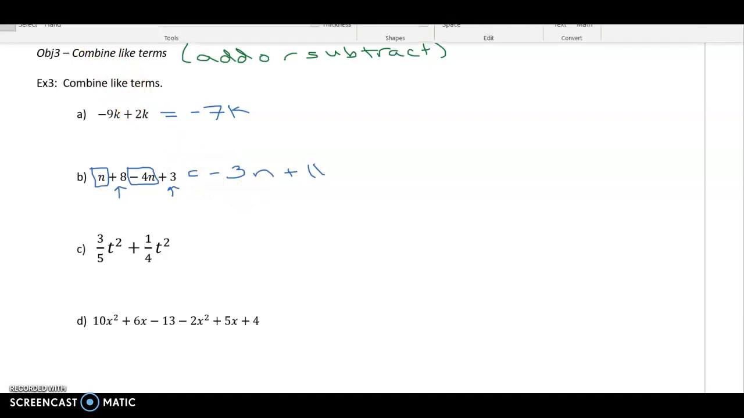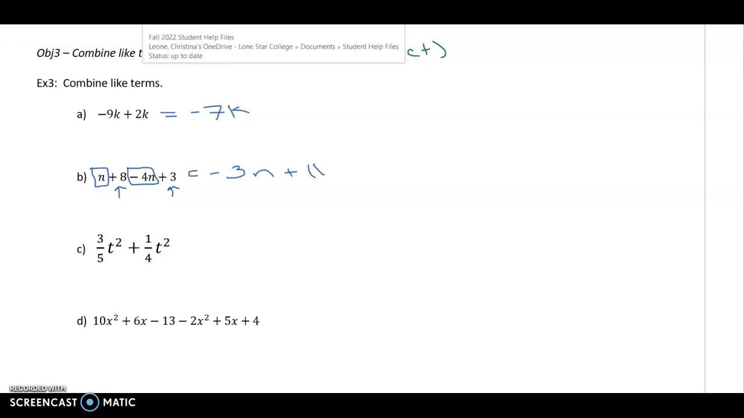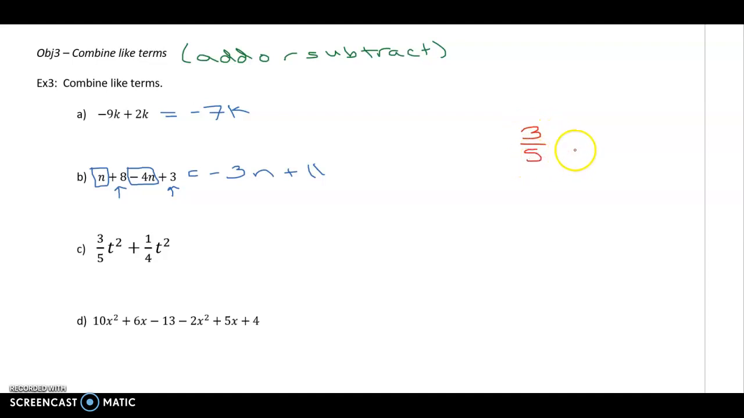Now if we look at part C, we've got fractions. Fractions are always going to kind of slow you down. So we need to add 3/5 t squared plus 1/4 t squared. So off to the side, we need to do 3/5 plus 1/4. And the only way to add fractions is with common denominators. So that's why I say take it off to the side, because we're going to have to do some work.